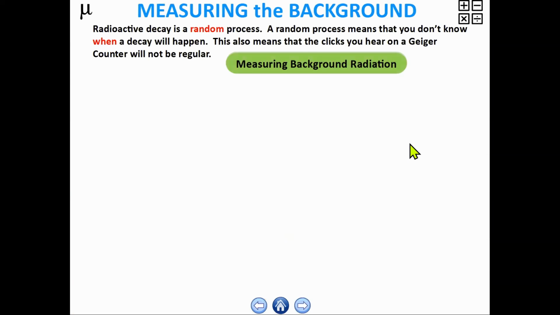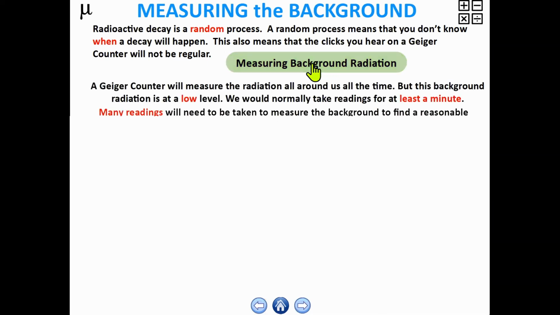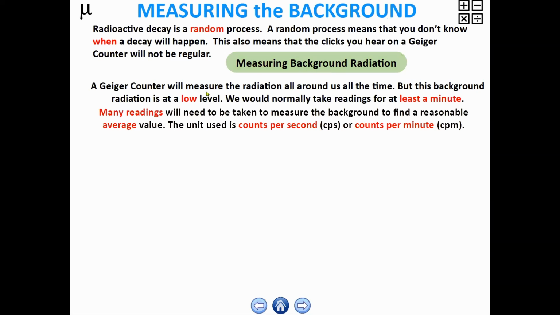So we talked a little bit about radioactive decay. Radioactive decay, obviously our background radiation, is a random process. A random process means that you don't know when it's going to happen, meaning that the clicks that you hear on a Geiger counter will not be regular.